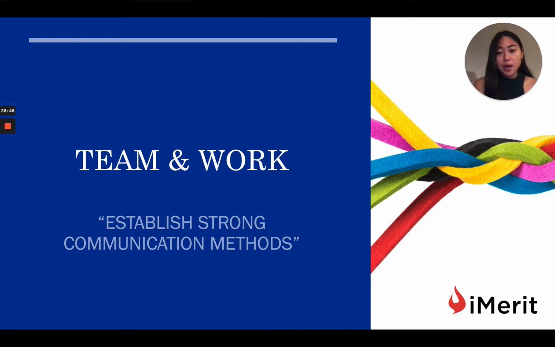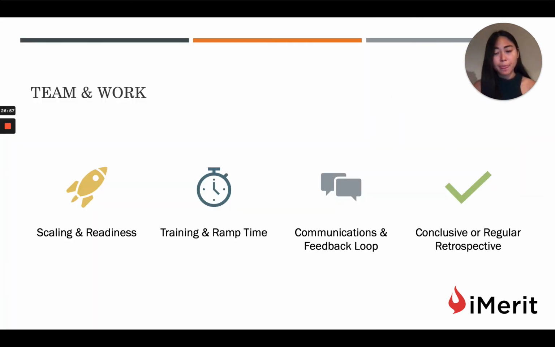Finally, I want to talk about team and work. And really what I want to emphasize is establishing strong communication methods with your team in order to produce high quality work. So what are the factors in team and work? So scaling and readiness. What does that mean?